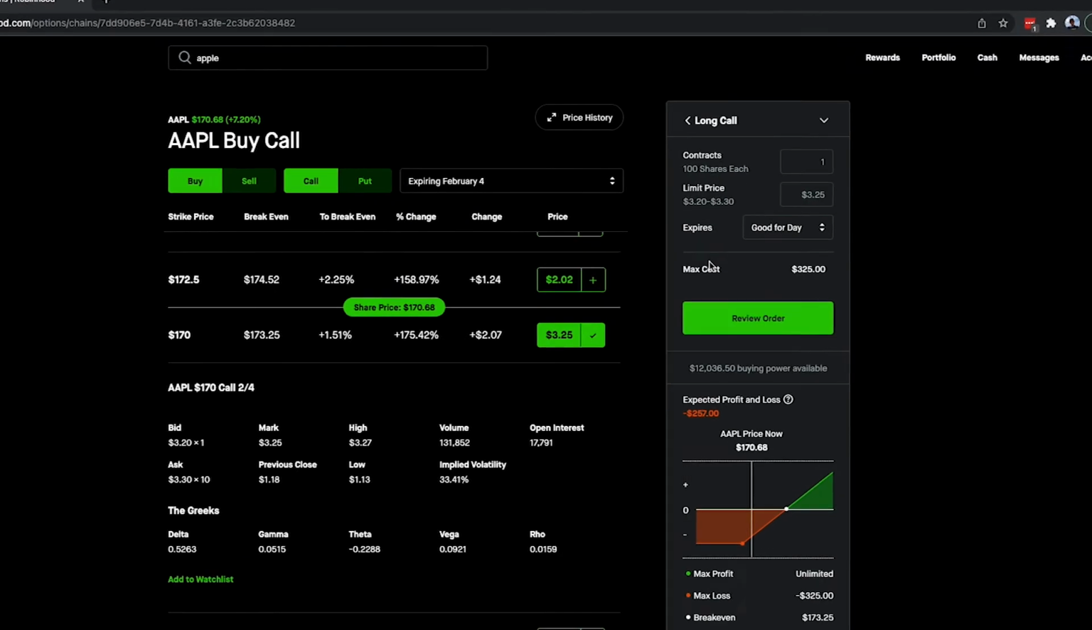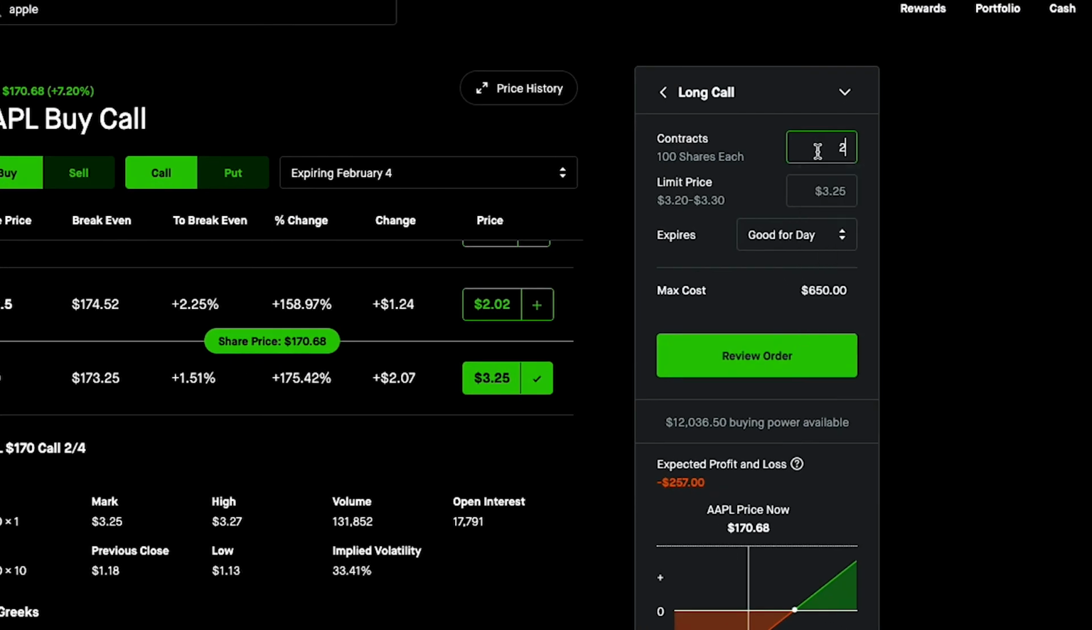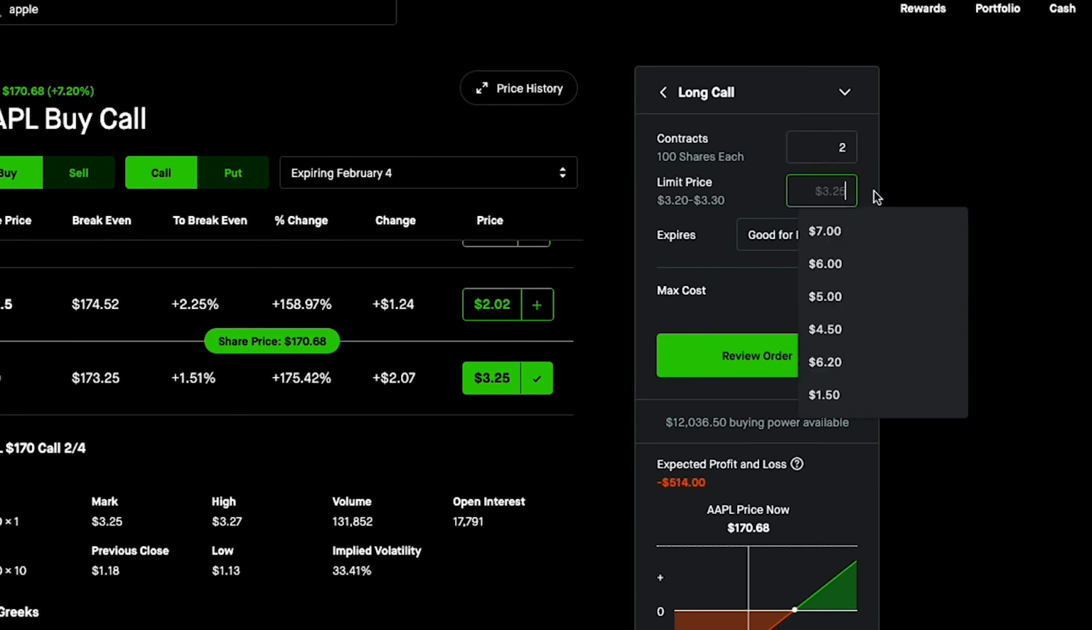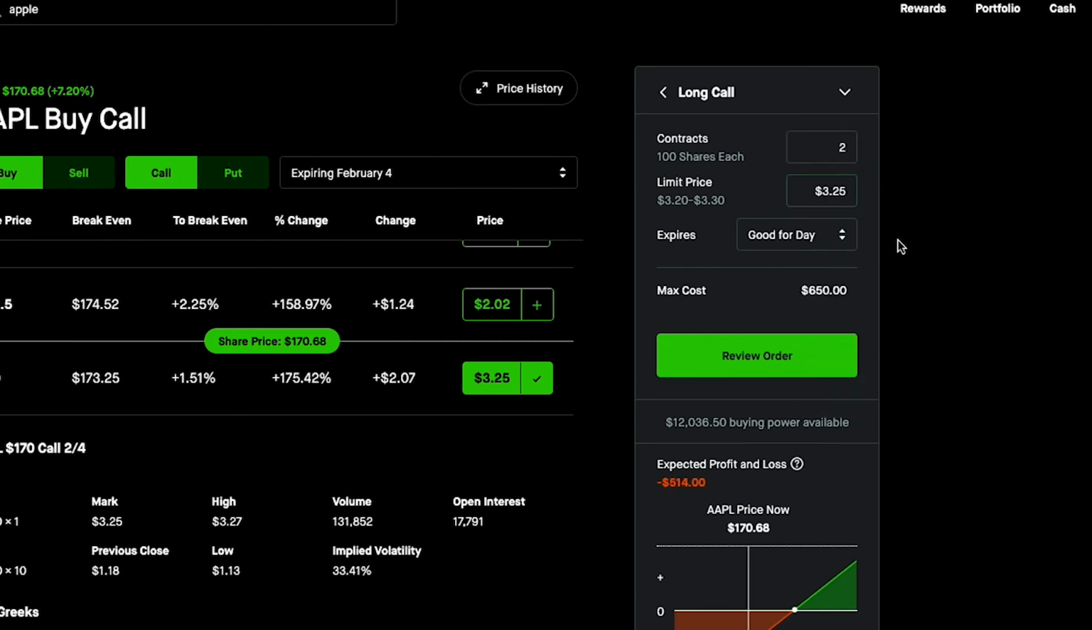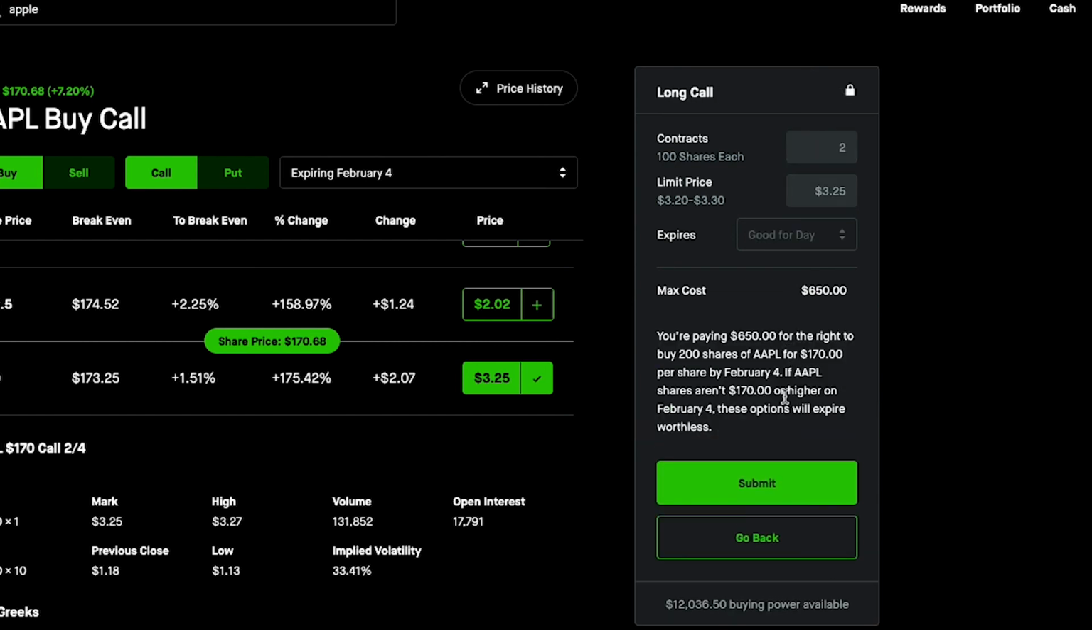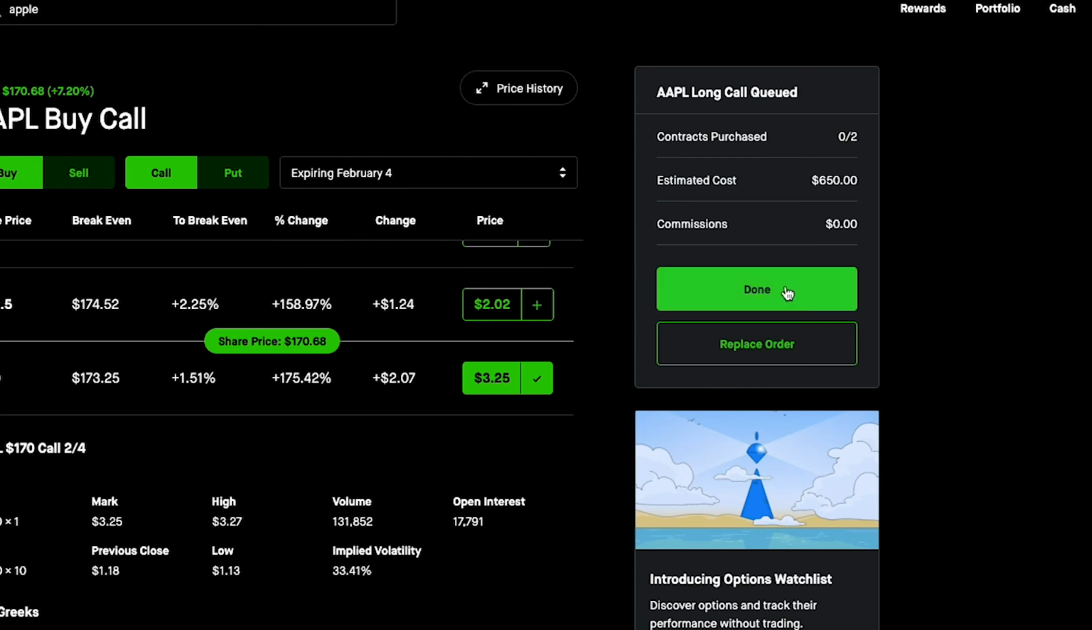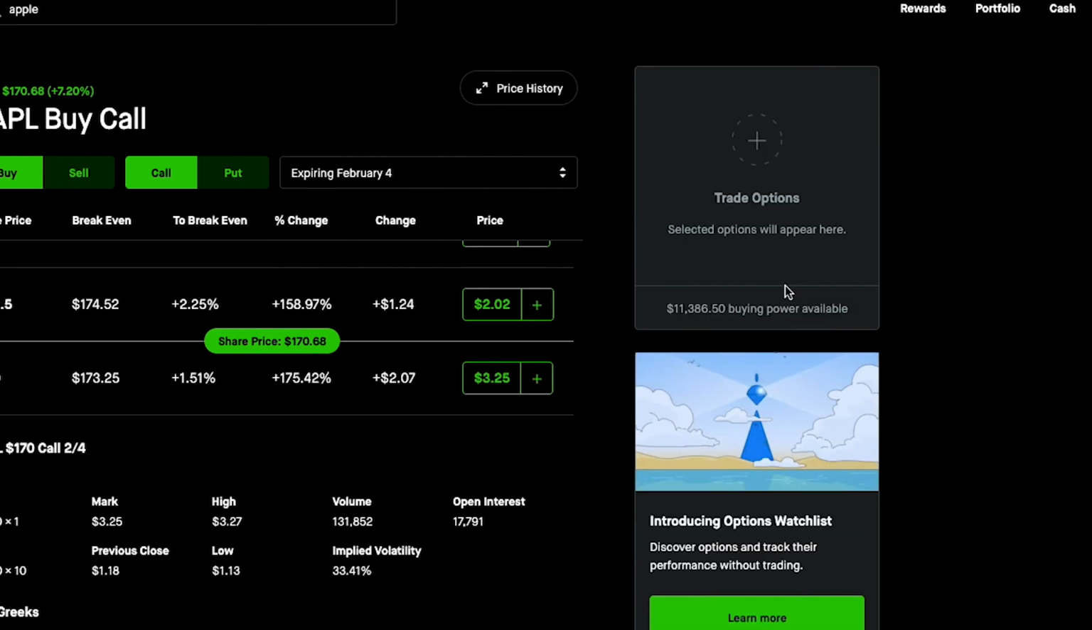So let's click on continue and we're going to enter 2 contracts for $325 each. So our max cost is $650, which is the maximum amount we would lose. So let's submit this order, and now this will be executed when the market opens. And that's how you buy a call option.